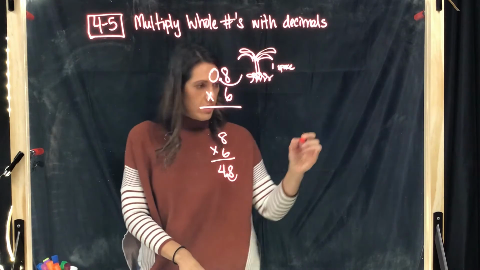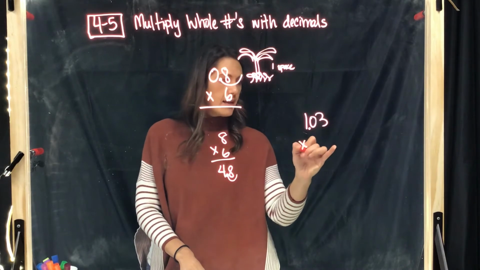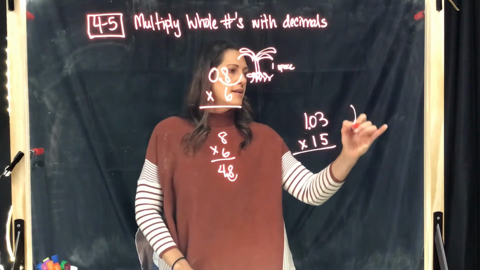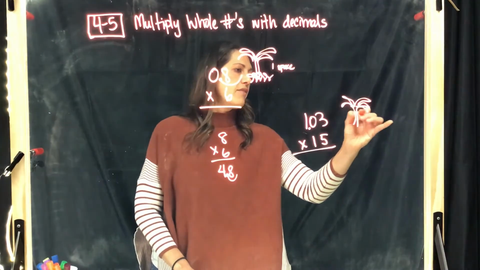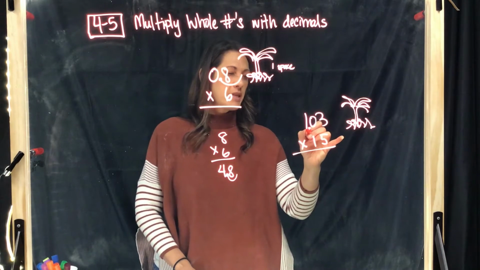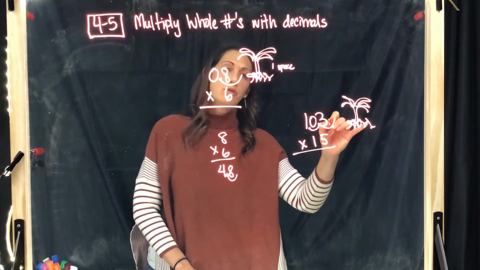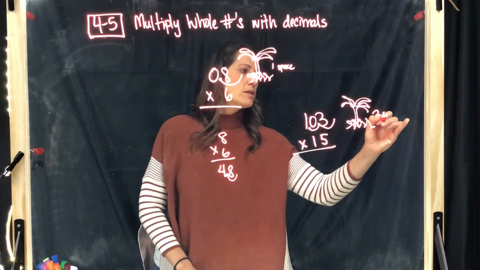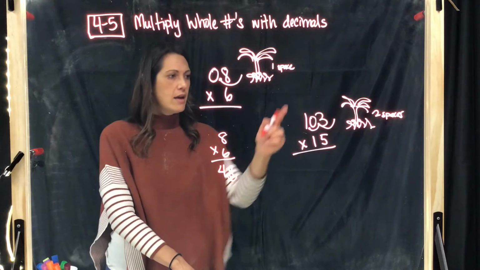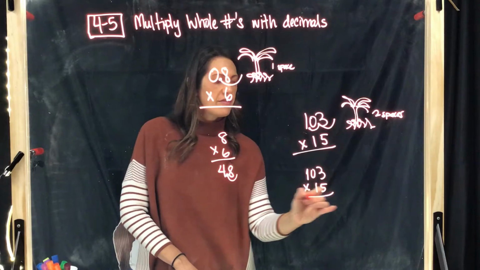I'm gonna try another one. If I had 1.03 times 15, again, I'm going to let my decimal have a little vacation in Decimal Island. I'm gonna take him out, so let me see how many spots I have to move him to bring him to the island. 1, 2 spots. So 2 spaces. When he comes back from vacation, he'll have to go 2 spaces in, but right now I took him out.